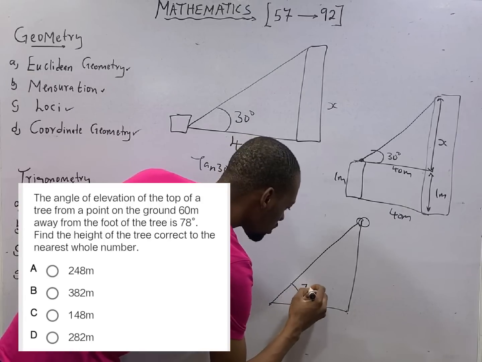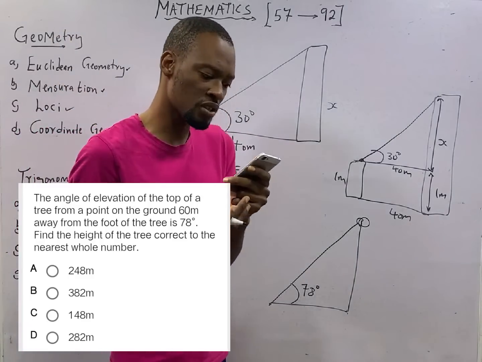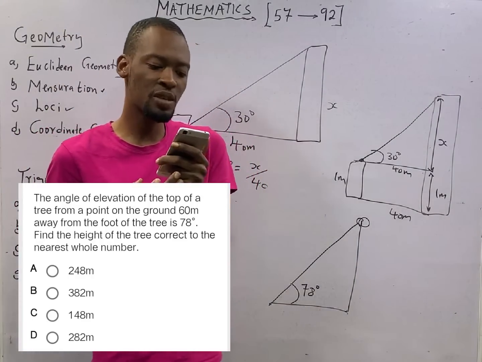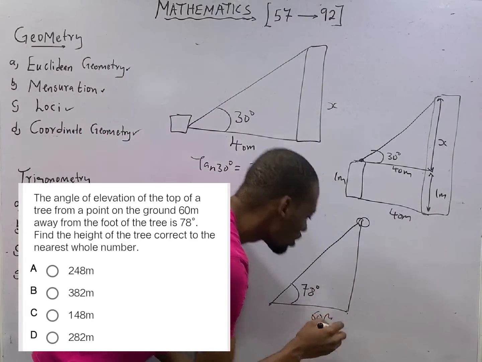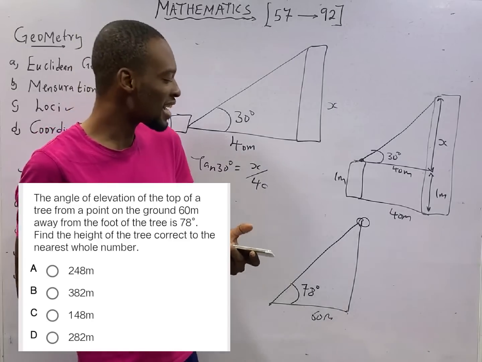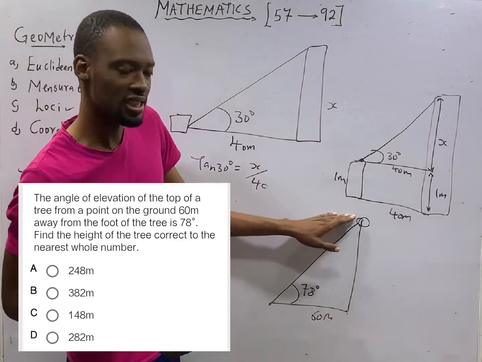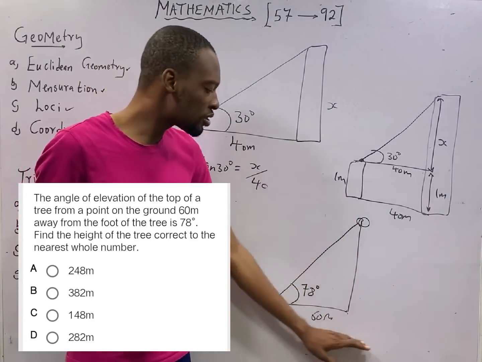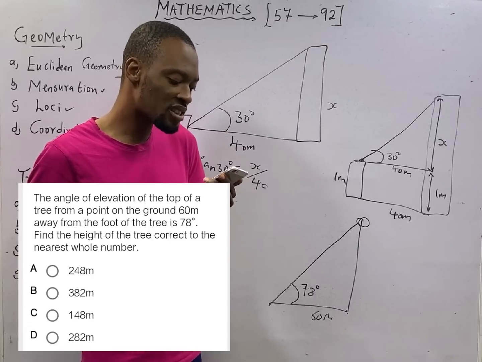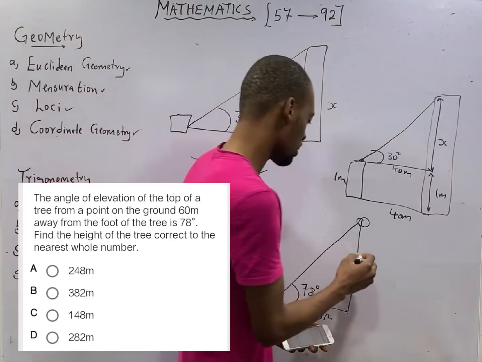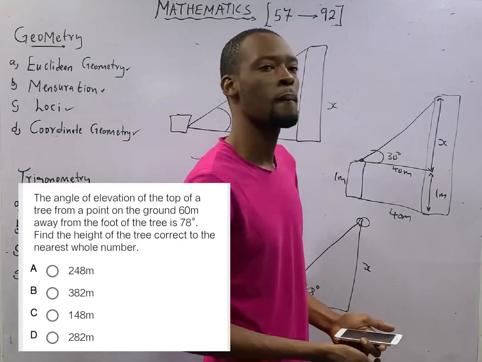78 degrees. So the angle of elevation of the top of a tree from a point on the ground, 60 meters away from the foot. If we are told 60 meters from the top of the tree, it will simply be the distance between here and here, the hypotenuse. But you are told the foot, so you take this distance. Find the height of the tree. So here is the question, and tan theta is the answer.